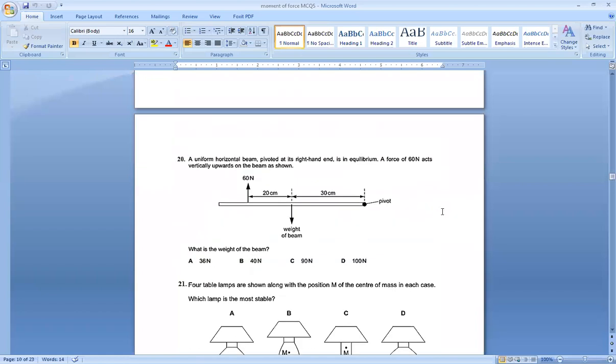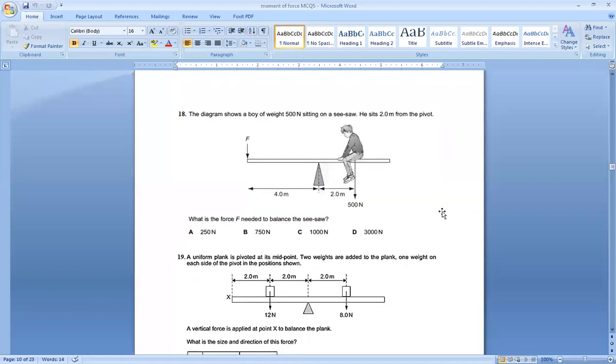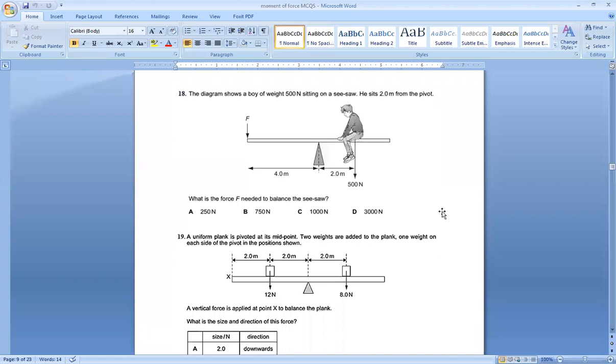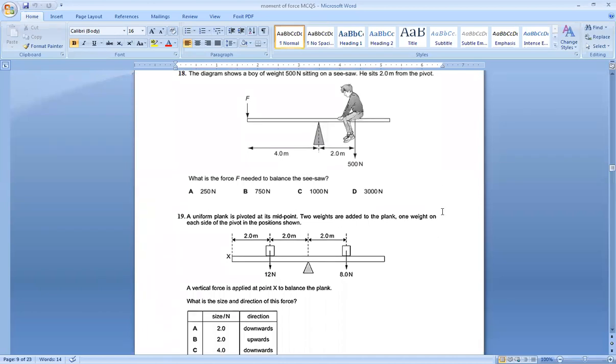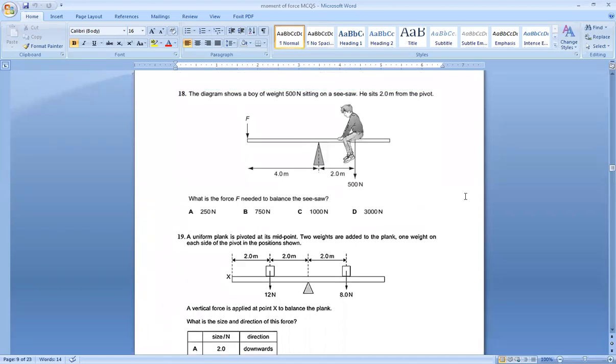Number 18, the diagram shows a boy of weight 500 Newton sitting on a seesaw. He sits 2 meters from the pivot. So the distance between the boy's weight and the pivot is 2 meters. What is the force F needed to balance the seesaw? So F is causing anti-clockwise movement. The boy's weight is causing clockwise movement.